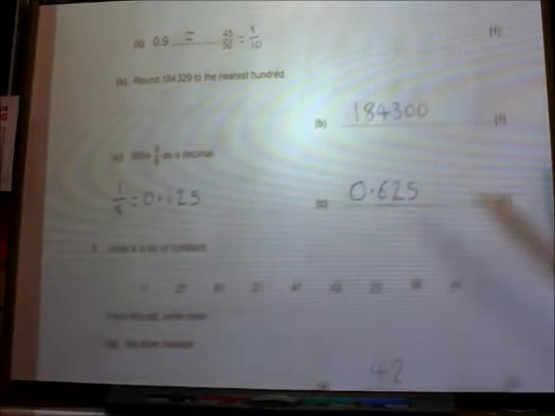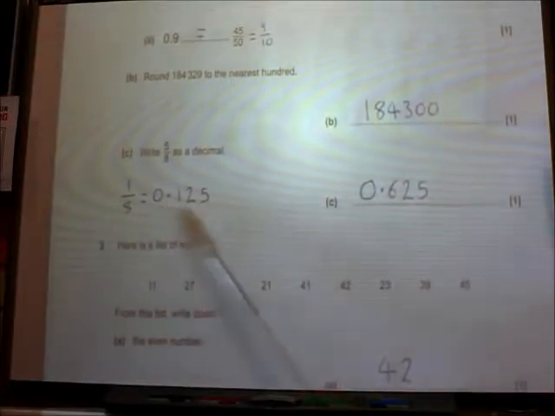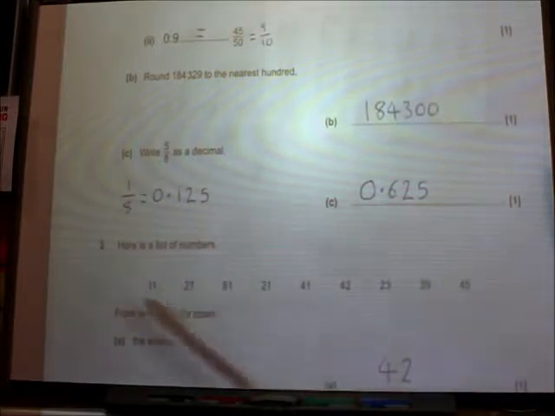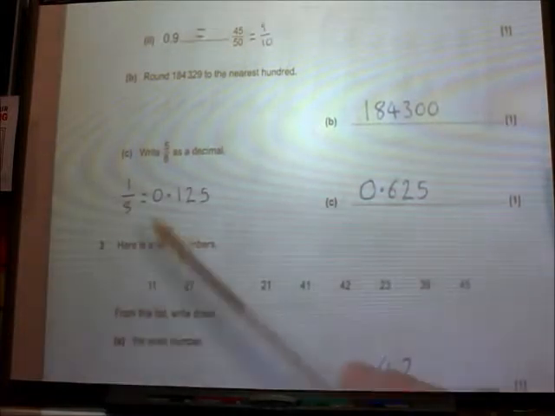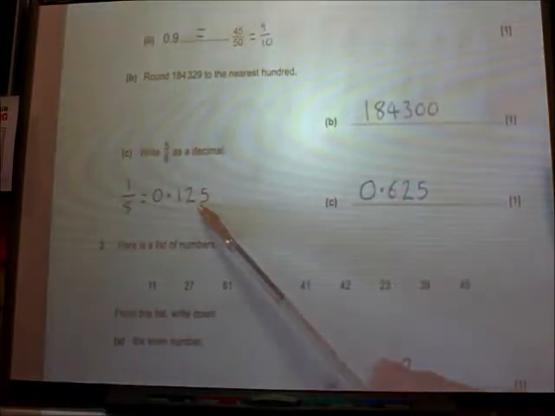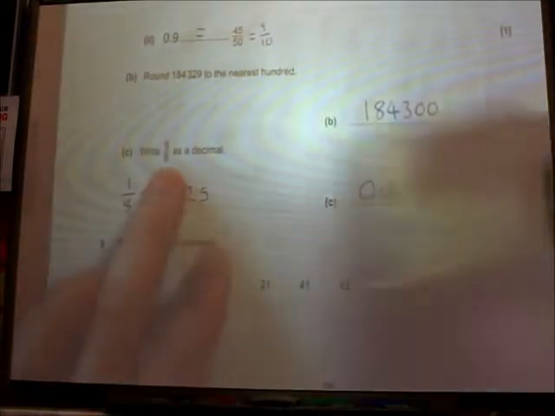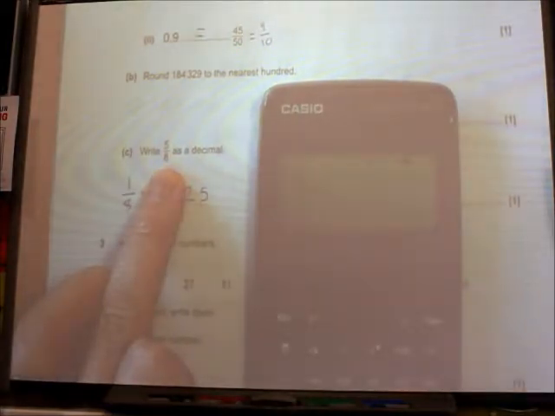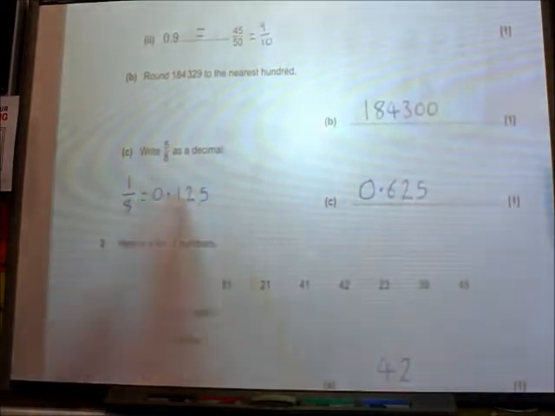Next one, write 5/8 as a decimal. It's a calculator paper, so I'll show you the quick way of doing this, but you ought to know that 1/8 is 0.125. I hope you know that a quarter is 0.25, so if you halve a quarter, you get an eighth. So you could work it out by adding up 5 of them, but the easiest way, because it's a calculator paper, is to type in 5 divided by 8, because that's what that means as a fraction, and you press your SD button on this Casio and you get 0.625. One easy mark.